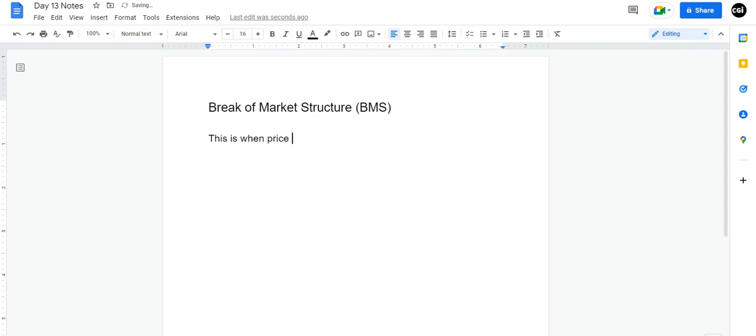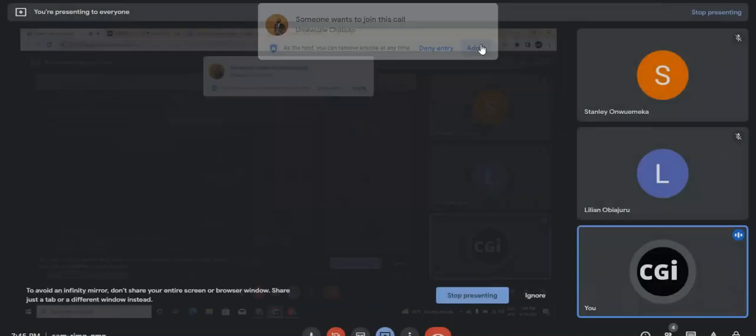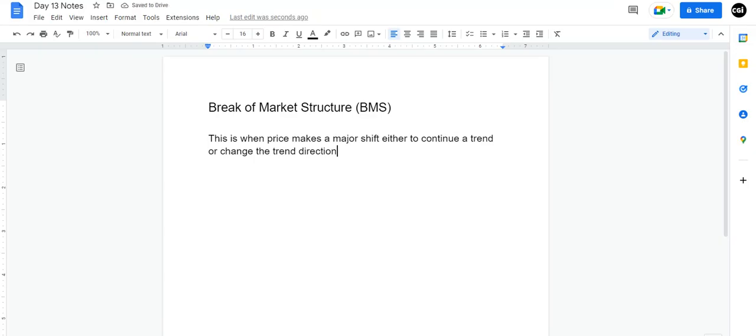This is when price makes a major shift, either to continue a trend or change the trend direction. So that is basically what we mean in simple terms by a break in market structure.